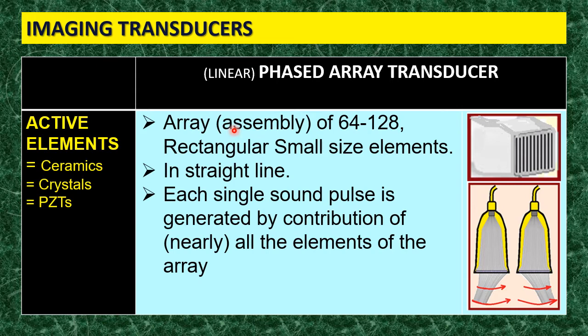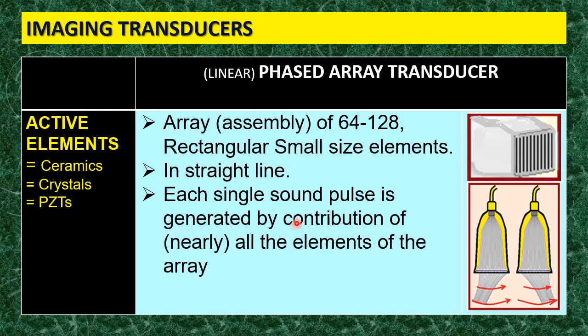How many? Most of the transducers range from 64 to 128 PZTs or elements. They are arranged, as we see here, in one direction, from one end to the other end. So they are columns, but not rows. These active elements are rectangular in shape. They are arranged in one straight line. That's why sometimes they call it linear, because they are arranged in one straight line.